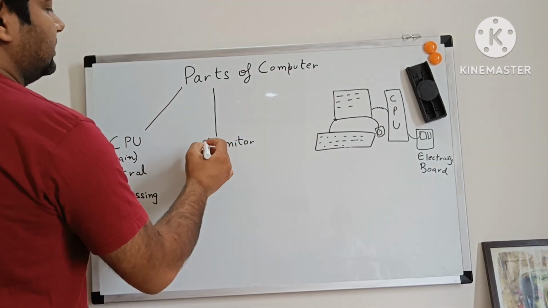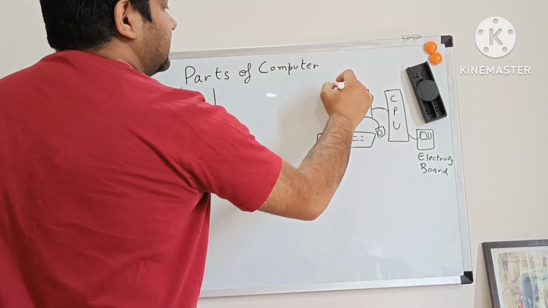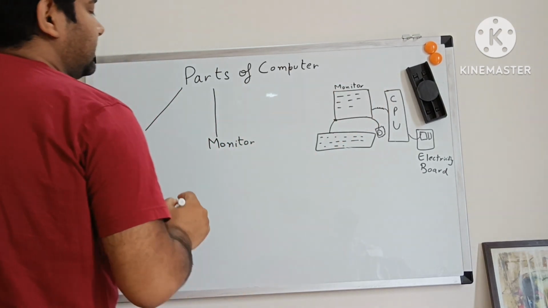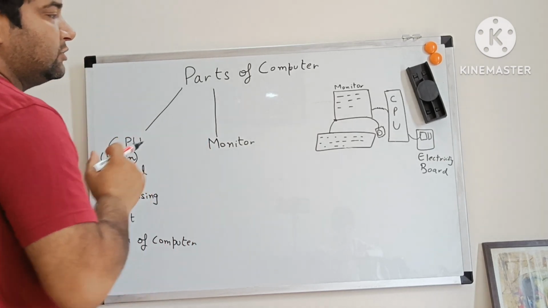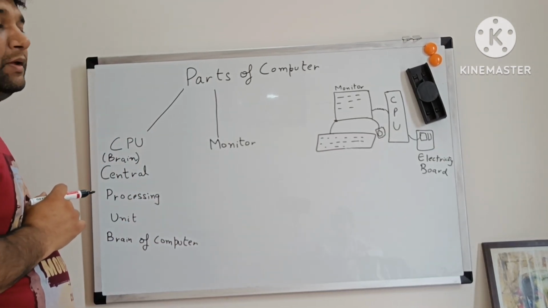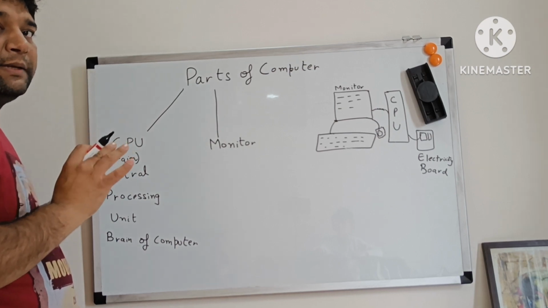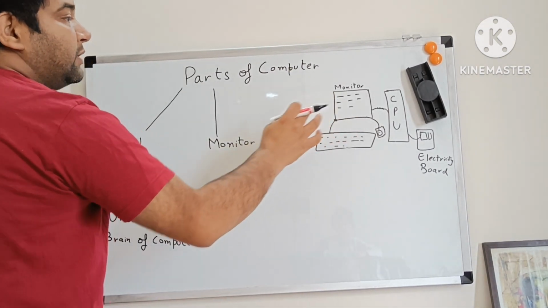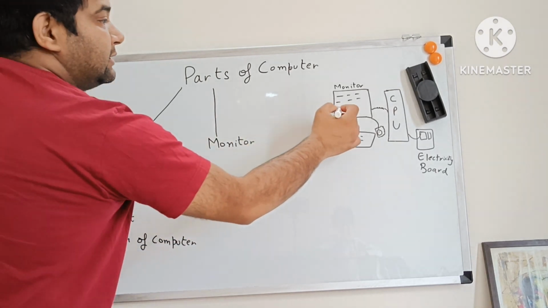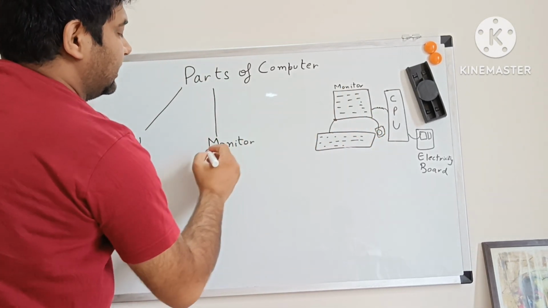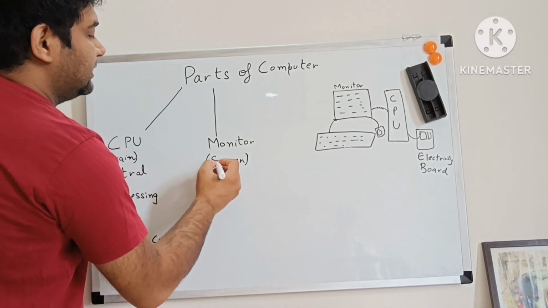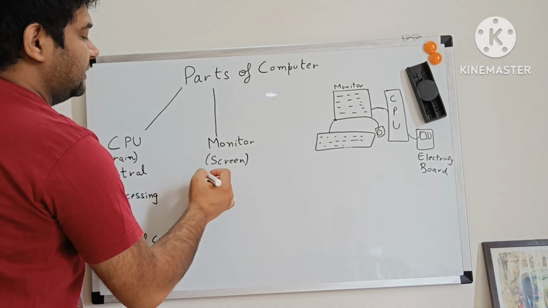So what is a monitor? This is a monitor. What is the use of monitor? We can type keys, and whatever we type is displayed on the monitor. Whatever we see, whatever we type, we only see it on a monitor. It is a screen like television, right? Whatever we do, it is shown here.